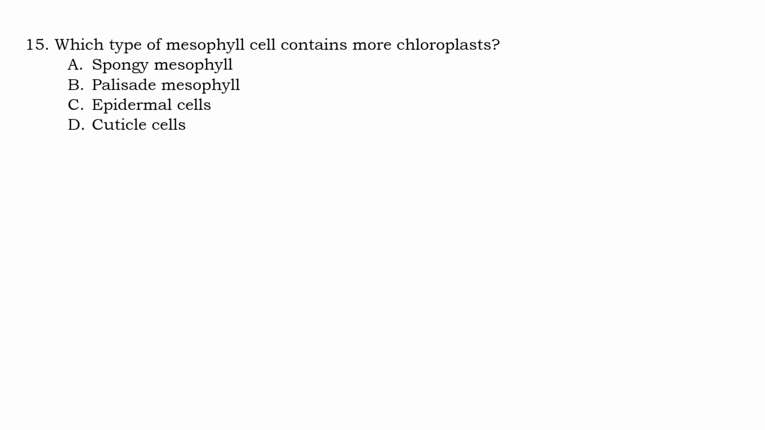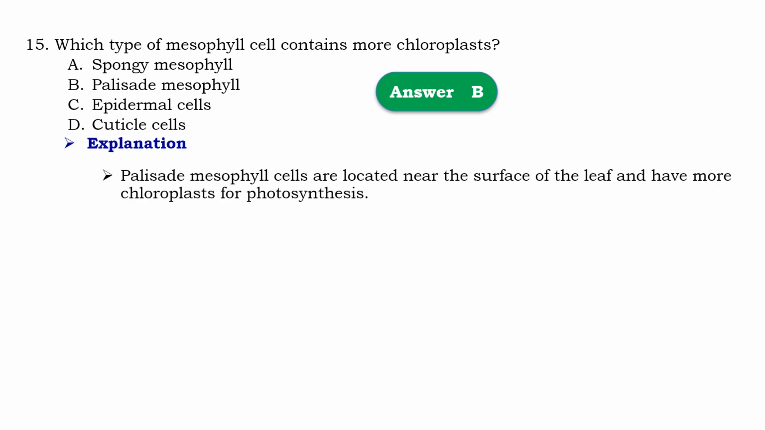Question number 15: which type of mesophyll cell contains more chloroplast? So that should be B, palisade mesophyll. Means the palisade mesophyll cells are located near the surface of leaves and have more chloroplast for photosynthesis.